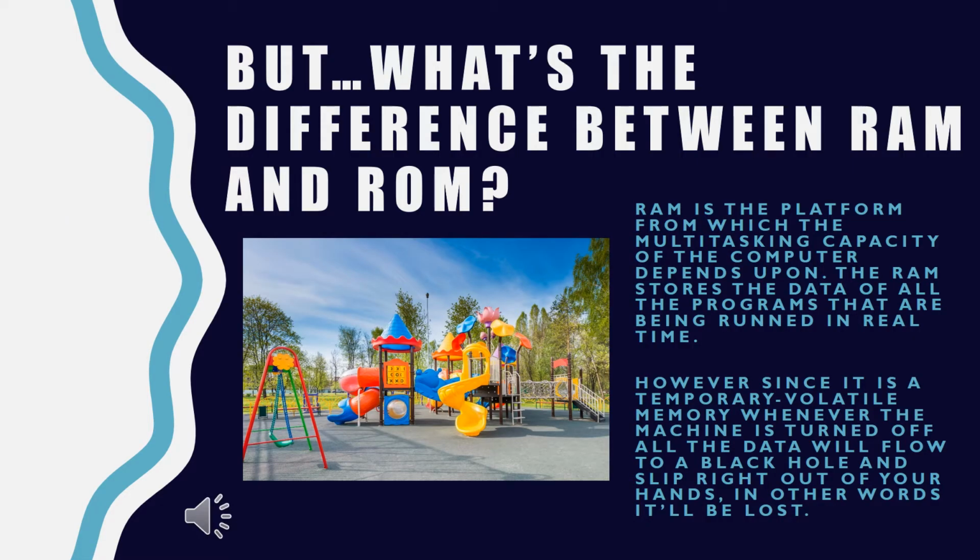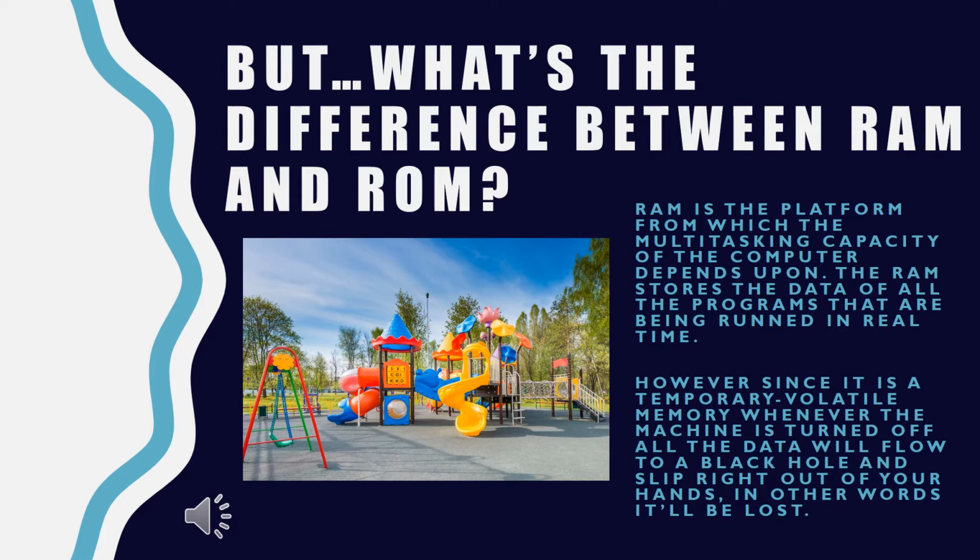But what is exactly the difference between RAM and ROM memory? Have in mind that RAM memory is the platform on which the multitasking capacity of the computer or device depends. Basically, to rephrase this, the RAM memory is the platform that will run the different programs at the same time on a computer. The RAM memory is also able to store data from these programs that are being run in real time in its databases.